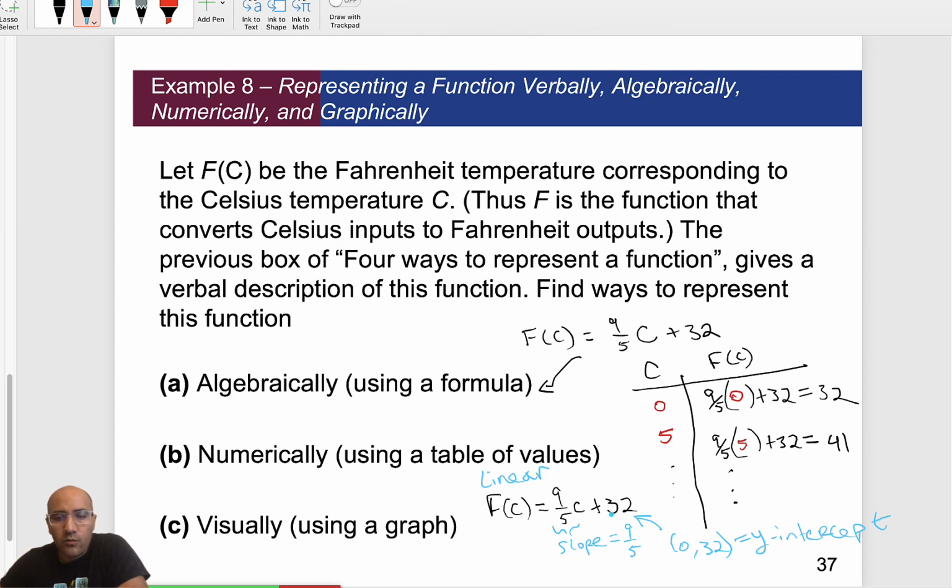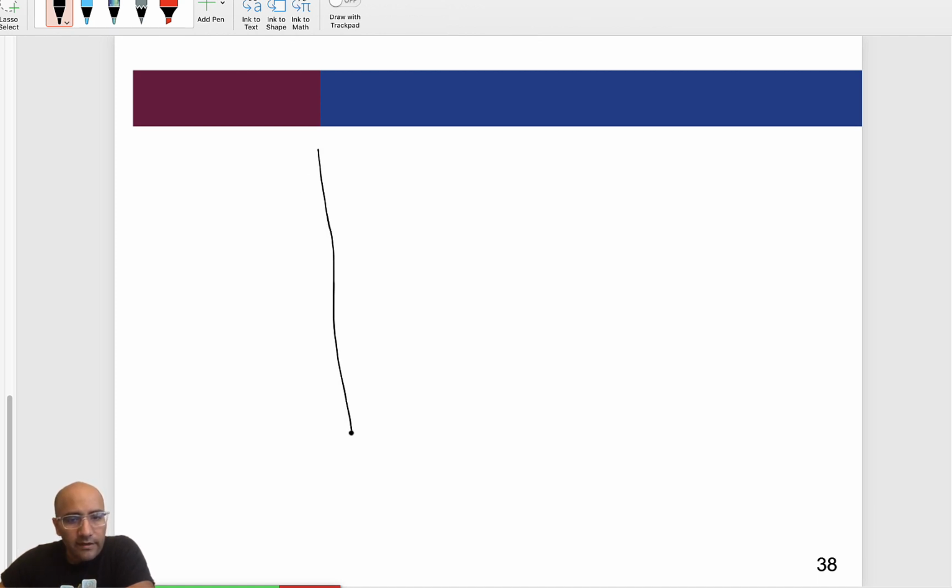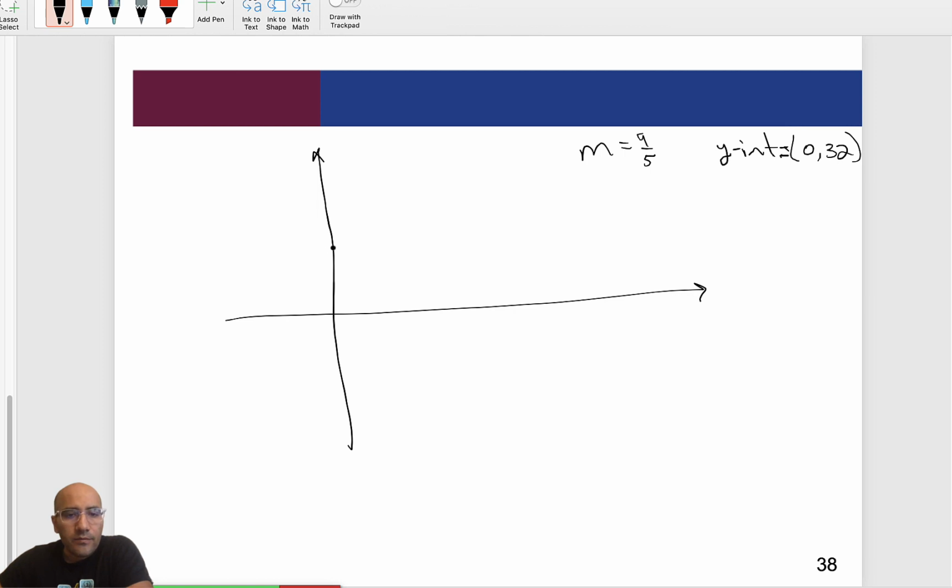So if we wanted to do a rough sketch of this, we could do it in the following way. It doesn't have to be a perfect graph when doing it by hand. You just have to identify some of the key things, that's all. So here is a rectangular grid. We know that m, the slope, is going to be equal to 9/5, and we know the y-intercept. Okay, so we have a point here, (0, 32). You just put it there and label it.